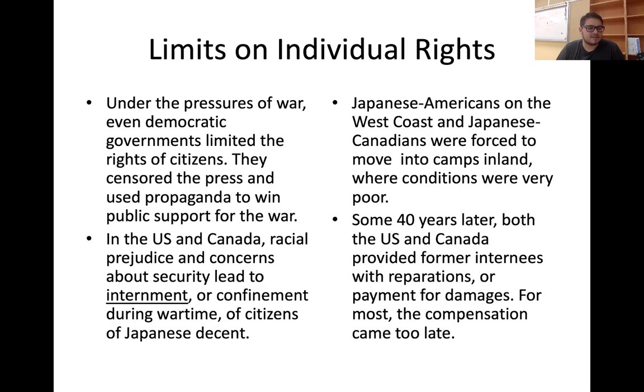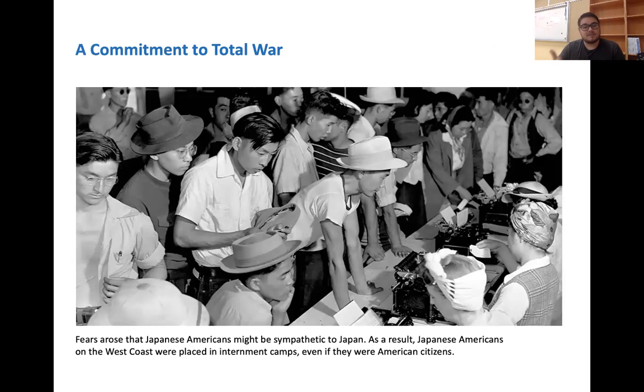They're going to take people into custody. They're going to take entire families. And this happened everywhere, right? This happened everywhere. This happened here in the Imperial Valley. So here's a picture of what this looked like. Fears arose that Japanese Americans might be sympathetic to Japan.